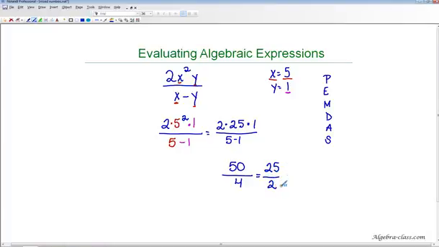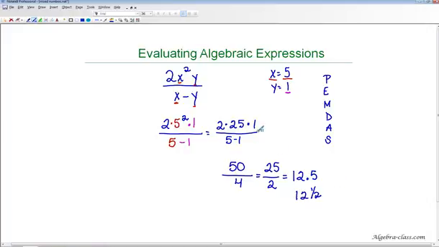And I could leave my answer as an improper fraction, or I could change it to a mixed number, which would be 12 and a half, or 12 and a half written this way. Okay, so any of these 3 ways is okay for your final answer.